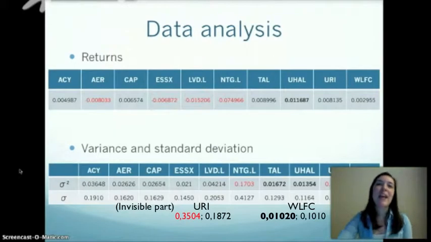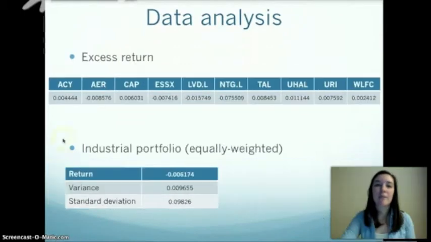So let's begin. Here we can see that the stock URL has the highest return and the second lowest variance. It has a low volatility and thus a low risk. In our case, the stock URI has the highest volatility, here.